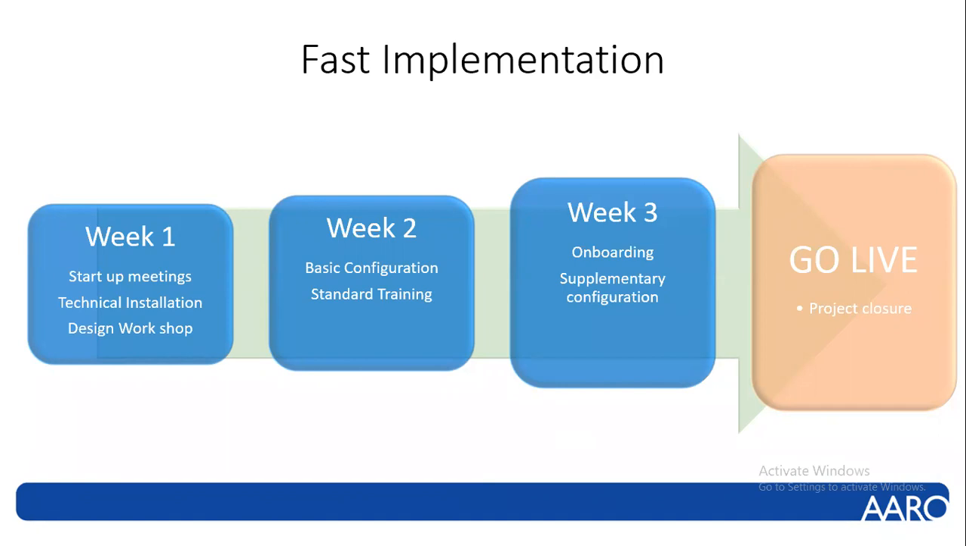What are examples of such supplementary configurations? One is this. Our base package for IFRS system comes with 4 asset classes. That's building, equipment, machinery, and vehicle. However, in your own company, you might have additional asset classes. It is in this third week that we make those changes to accommodate your own additional asset classes. Now, once we are done in the third week, we hand over to you and the project closes.